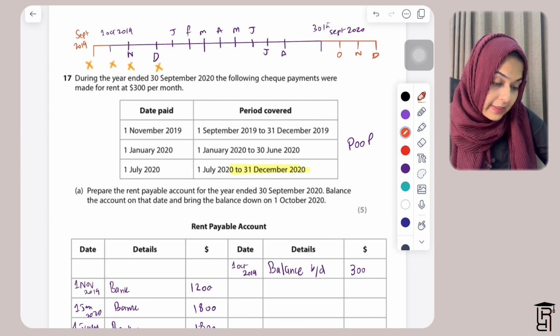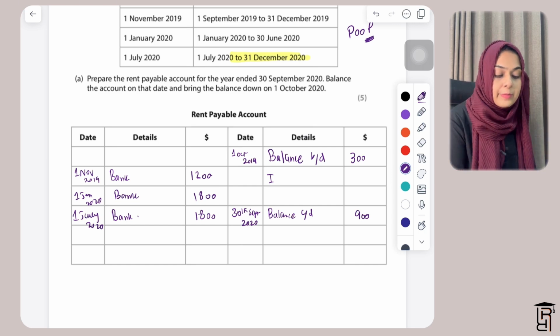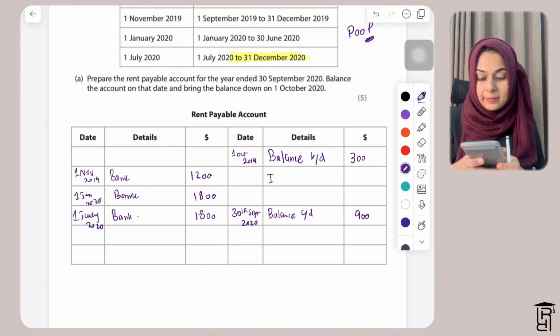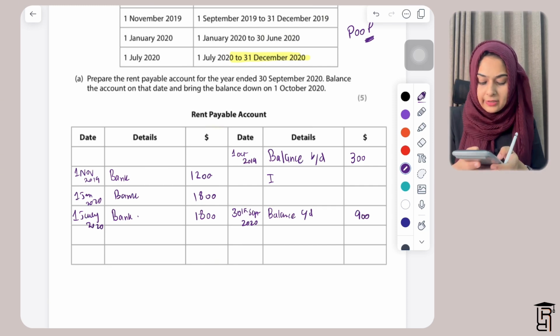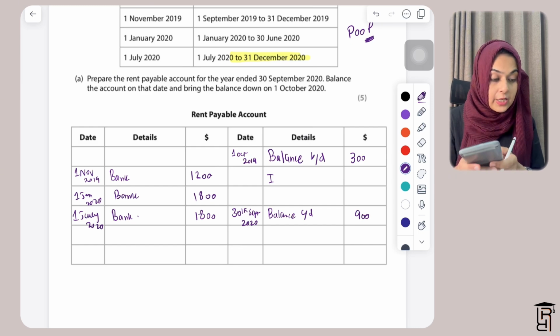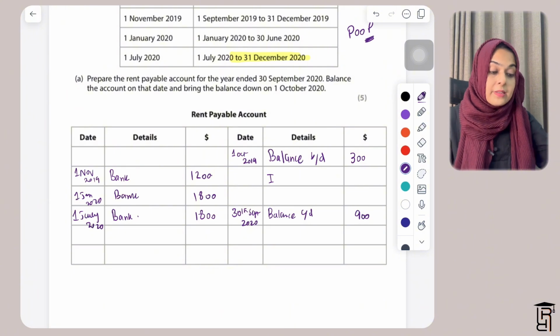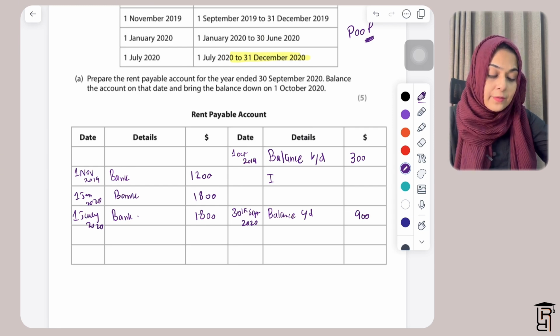And then I will find out the value of income statement. I will write here income statement, and the value of income statement will be easy. I'll just add the debit side. 1800 plus 1800 plus 1200 plus 1200 will give me 4800. So debit side is 4800, credit side is 1200. 4800 minus 1200 should give me 3600, which is my current year's expense of rent payable, which I will charge in my income statement. And obviously I make the income statement on the last date of the year. So I'll write here 30th September 2020.